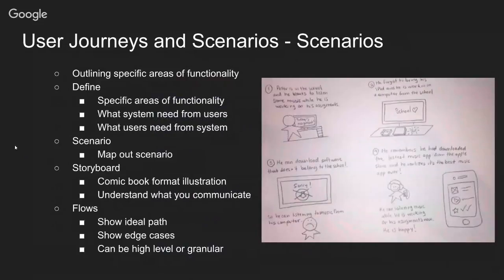So here is a different way that we can approach it, which is scenarios. Scenarios pretty much are outlining specific areas of functionality. So we define the specific areas of functionality, we find what the system needs from the users for that scenario. We can also define what the users need from that system in the scenario. So in the scenario, we're going to map it out, which is sketching.